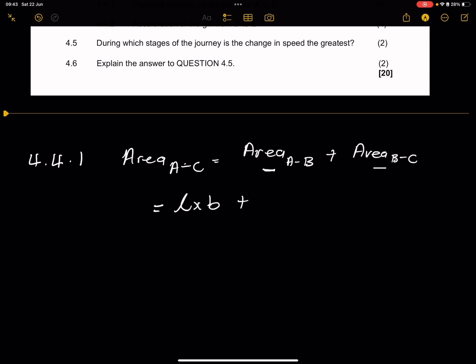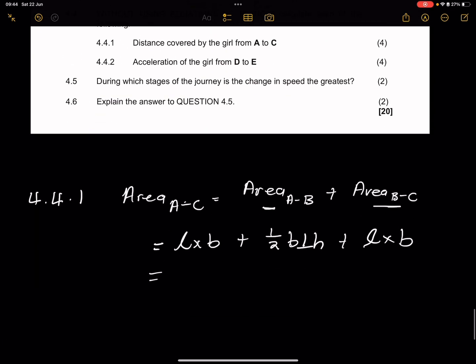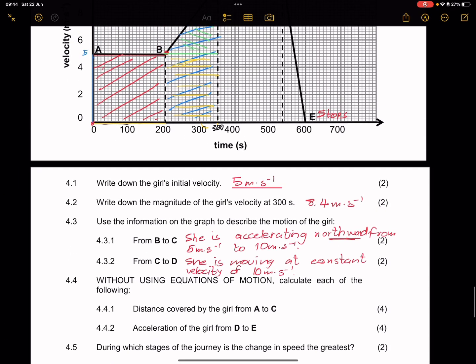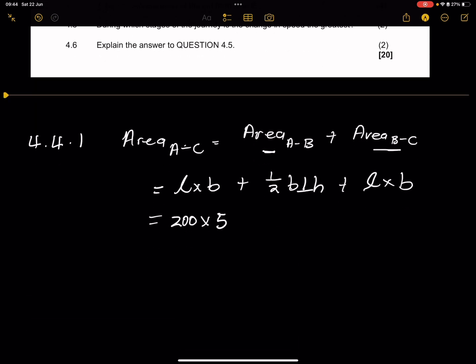And the area from B to C, we said we've got a triangle, half base times perpendicular height, plus length times breadth again. So let's start with the first one. We said that's 200 multiplied by the breadth, which is 5. So that's 5 in the positive, plus half times our base.